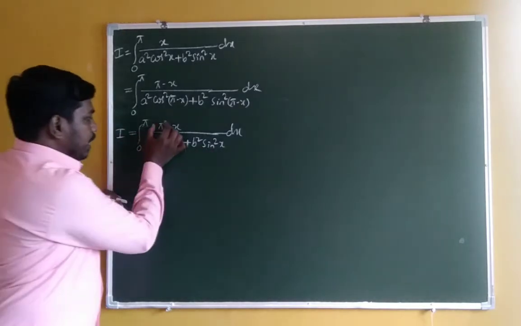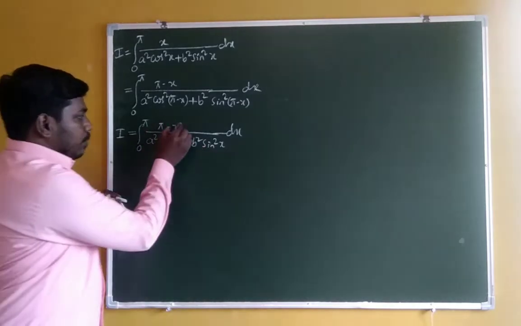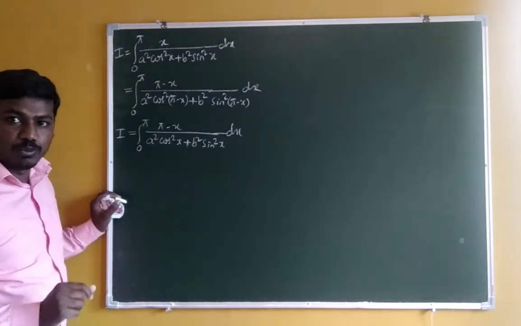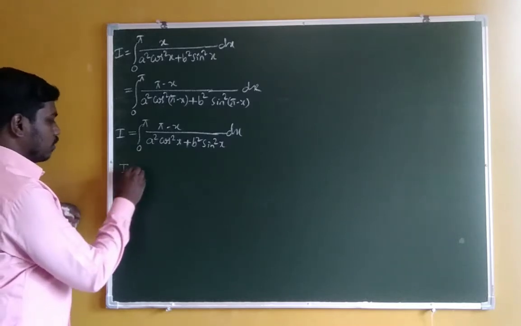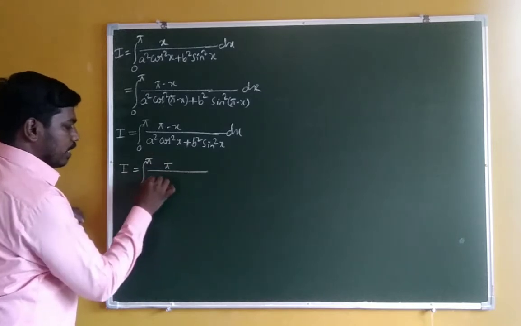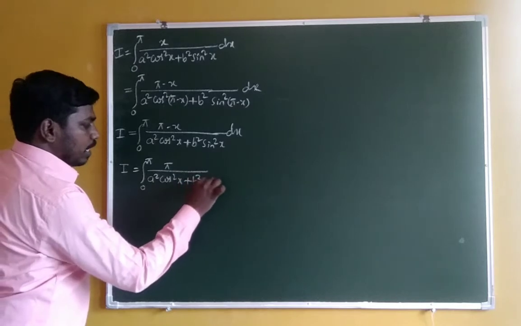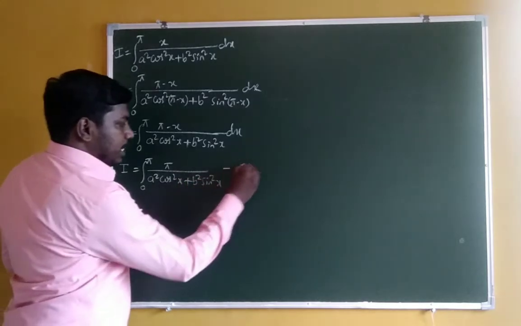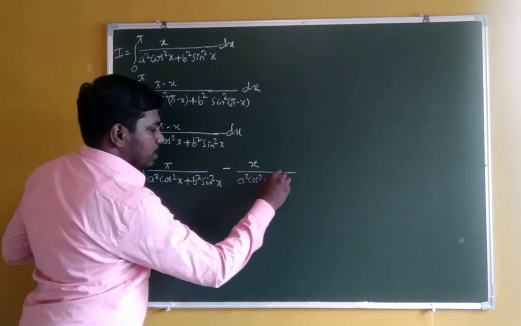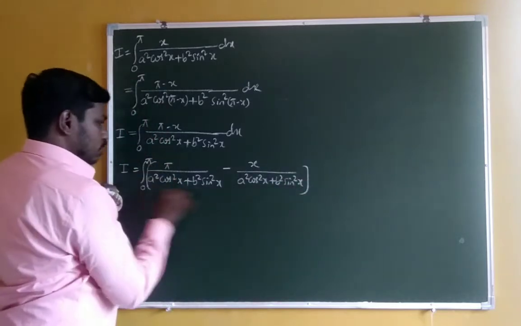So what do we do for that? We can write pi divided by a square cos square x plus b square sin square x, minus x divided by a square cos square x plus b square sin square x. So I is equal to integration from 0 to pi of pi divided by a square cos square x plus b square sin square x minus x divided by a square cos square x plus b square sin square x into dx.